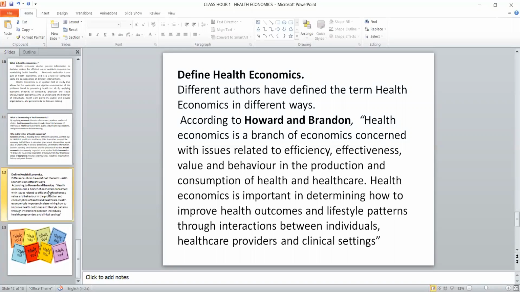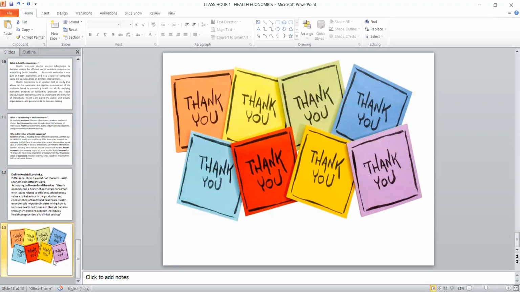So, if it is asked in Section A, you have to answer this. With this, I am completing the class today, being the very first class. So what is health economics? What is the meaning of it? And I have given one definition.